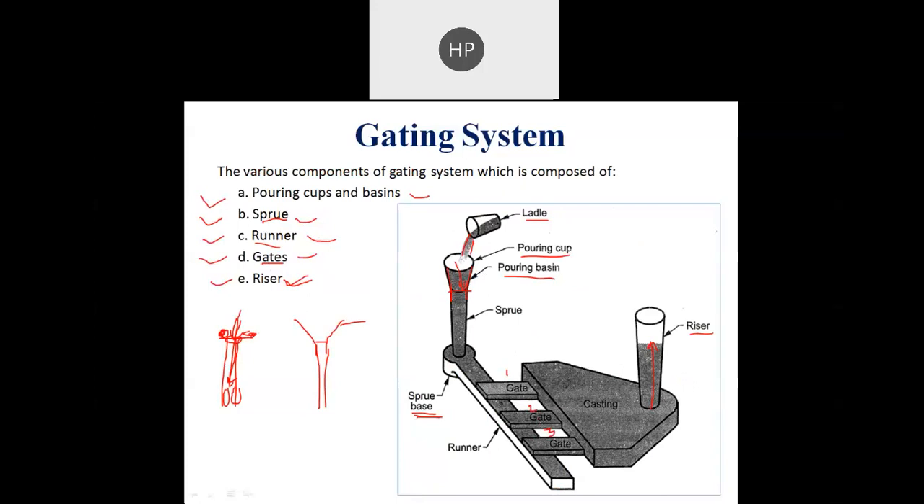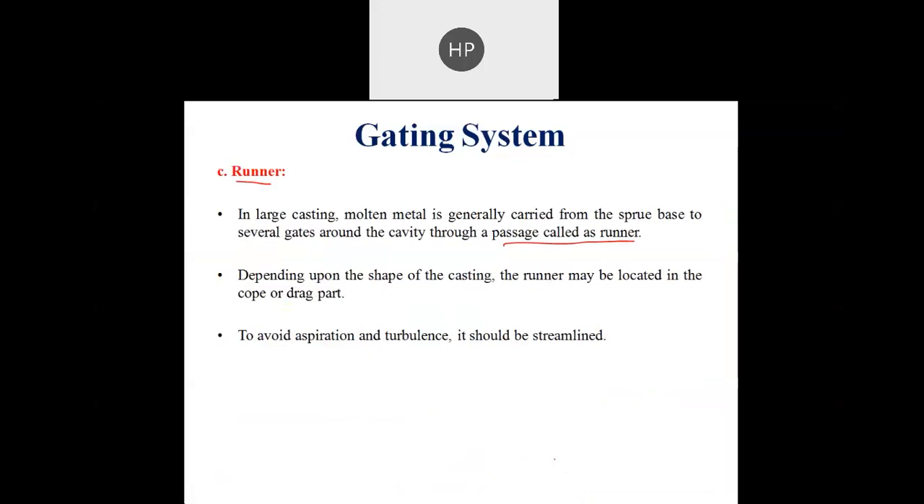And that's why the molten metal which is here is required to be equally or evenly distributed to all the gates, and for that we require a runner. So this runner will connect with the gates. Depending upon the shape of the casting, the runner may be located in the cope or drag part.